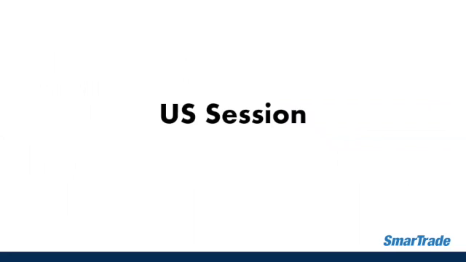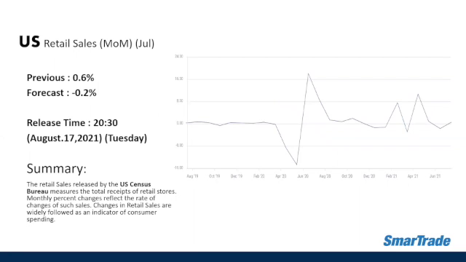And for the US session, we have retail sales monthly basis for the month of July. The previous data was 0.6% and forecasted at lower, which is negative 0.2%. The release time is later, 8:30 p.m.